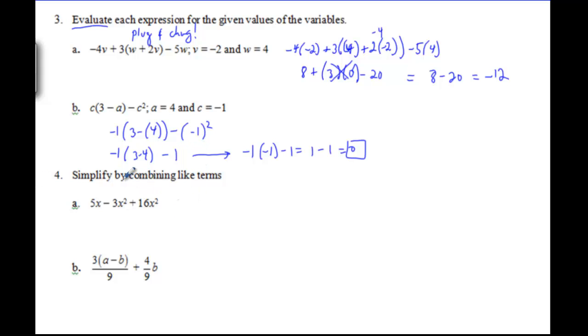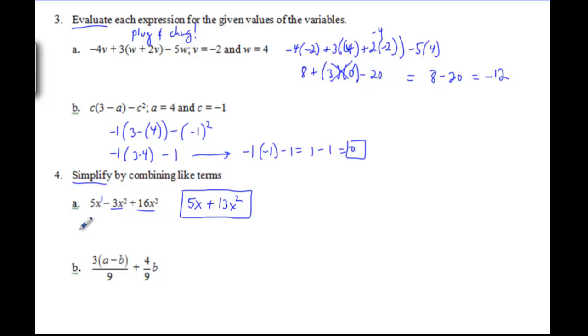Last one, we want to simplify by combining like terms. We have nothing to plug in, so simplifying just means to combine like terms as far as we can and stop. What we notice is there's an x to the first, x to the second, x to the second. So we see that this and this are like terms. Negative 3 plus 16 gives you 13x squared, and 5x stays by itself. These two are not like terms, so we can leave it. And there's our answer.